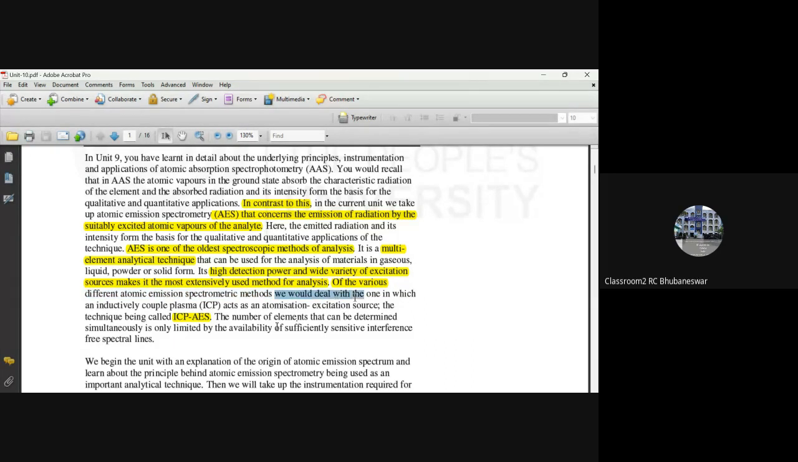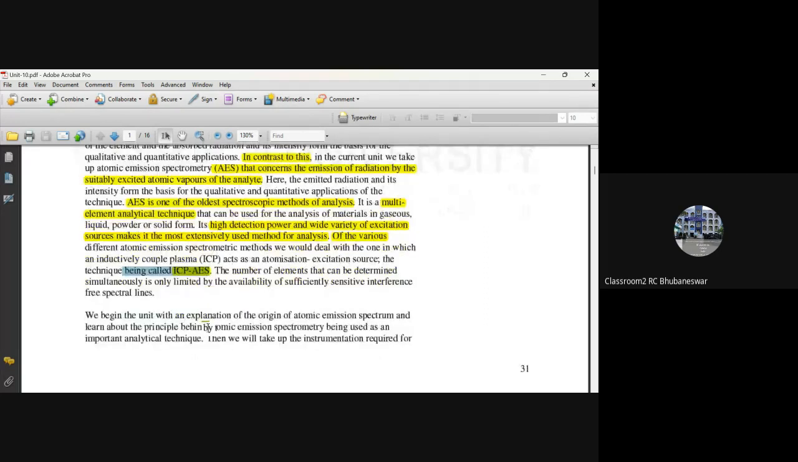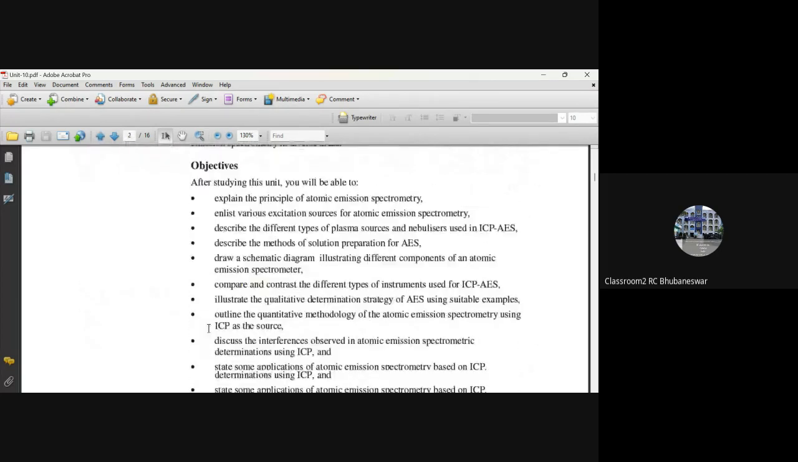We will deal with one in which the inductively coupled plasma (ICP) acts as an atomization and excitation source. It acts as the atomization as well as excitation source, the technique being called ICP-AES, inductively coupled plasma atomic emission spectroscopy. So here you are using the plasma source for the atomization as well as for the excitation source. Okay, ICP-AES we call it.